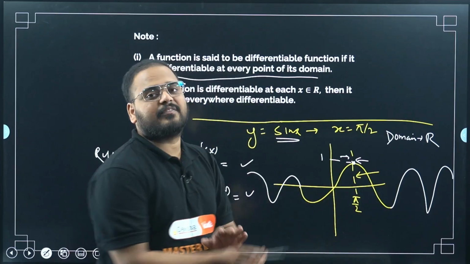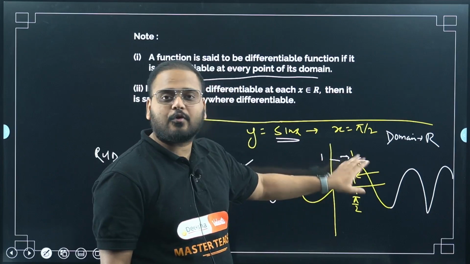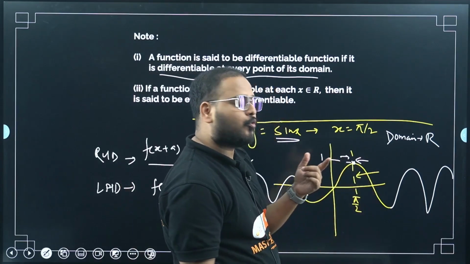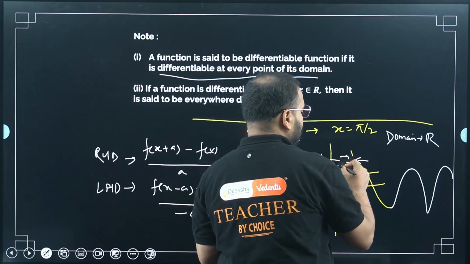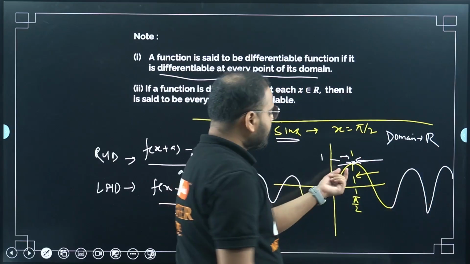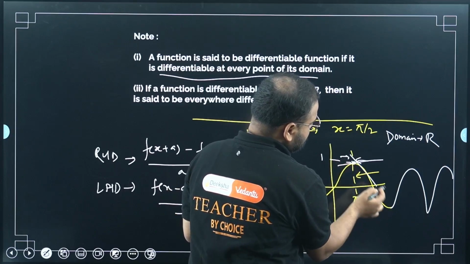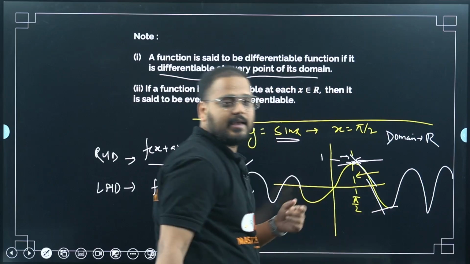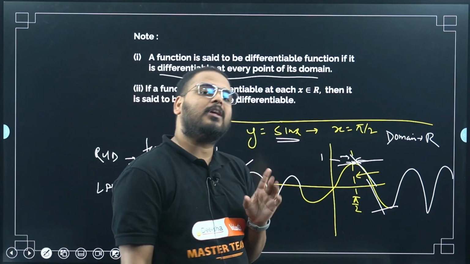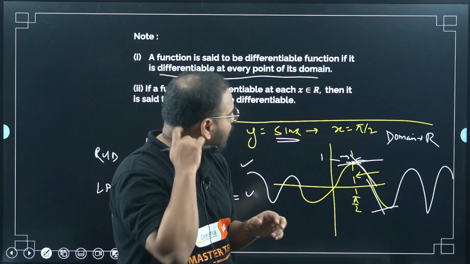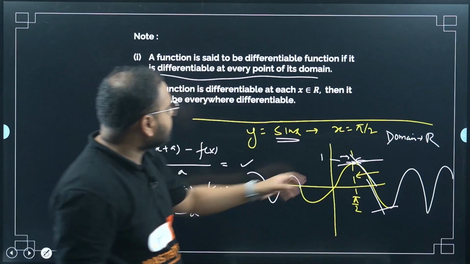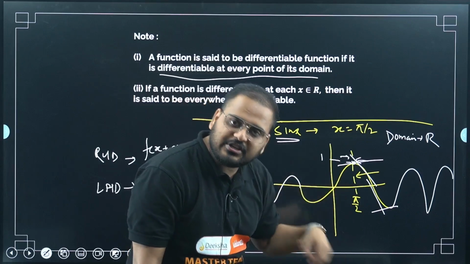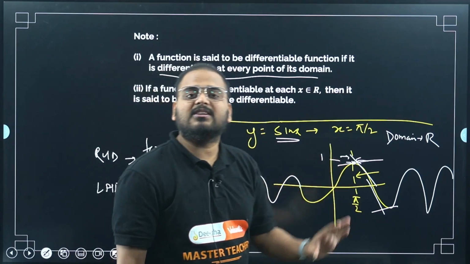There's one more way to understand differentiability. For a point, if you draw a tangent, at a point you can have only one tangent. You cannot have two tangents. If you draw it like this, you'll get only one tangent. Same way for this point. If you keep moving, you'll get the tangents like this only. So for y equals sin x, at every point where you check differentiability, you'll get only one tangent.